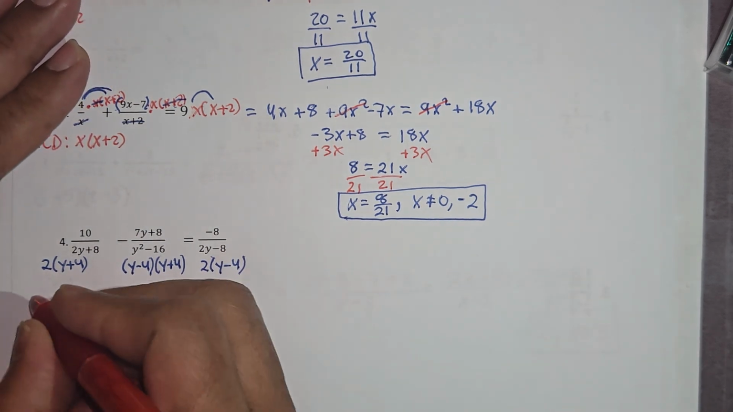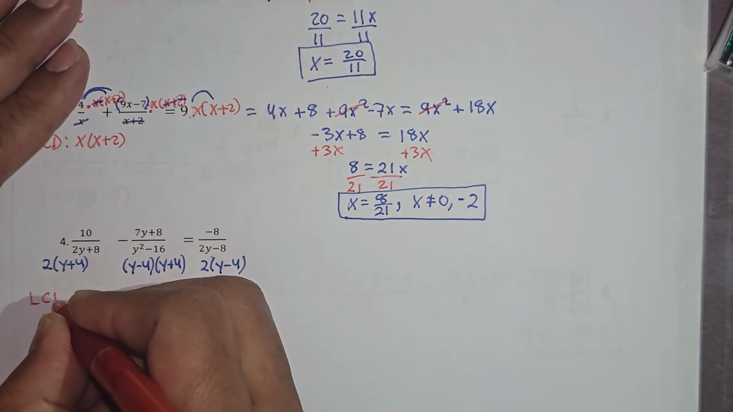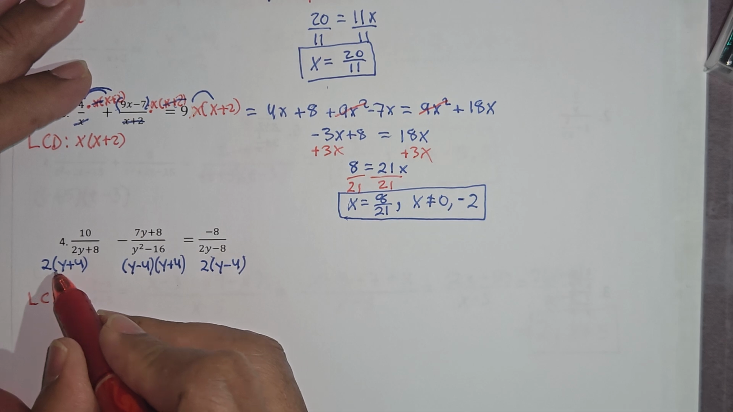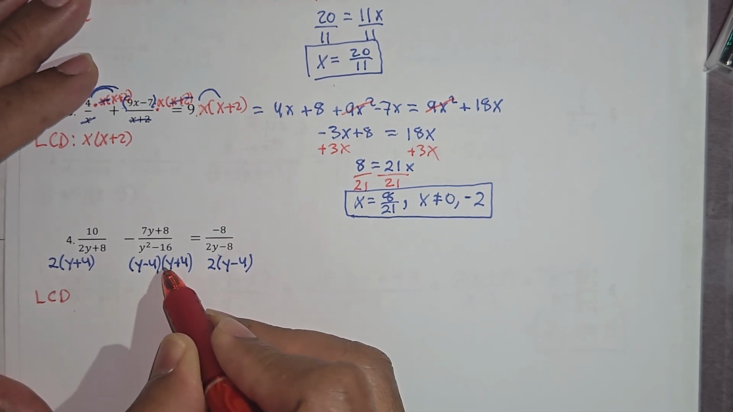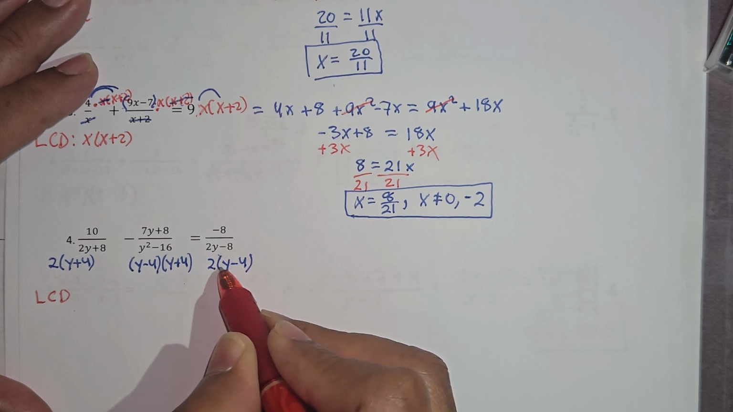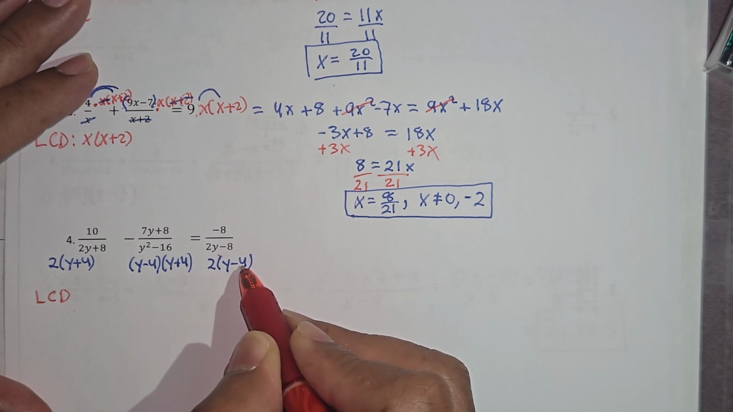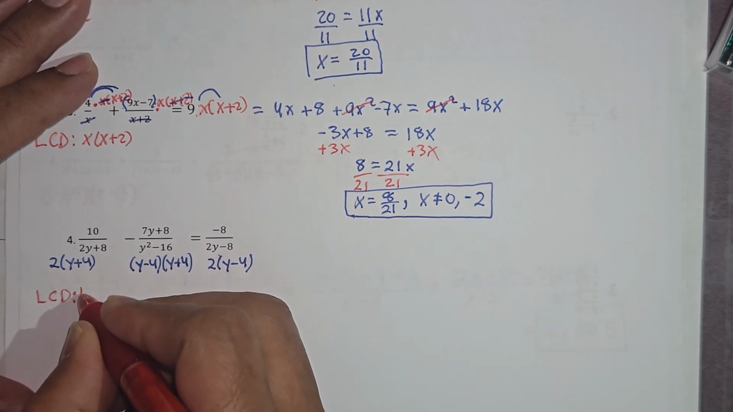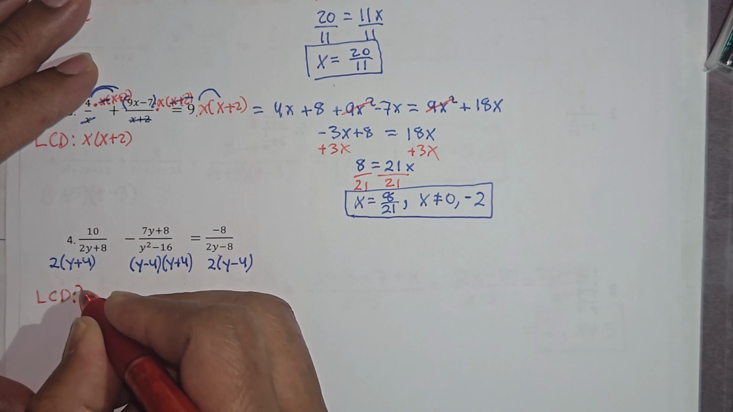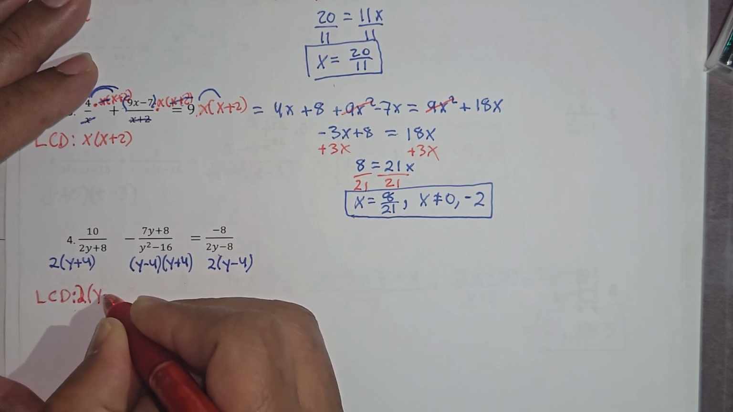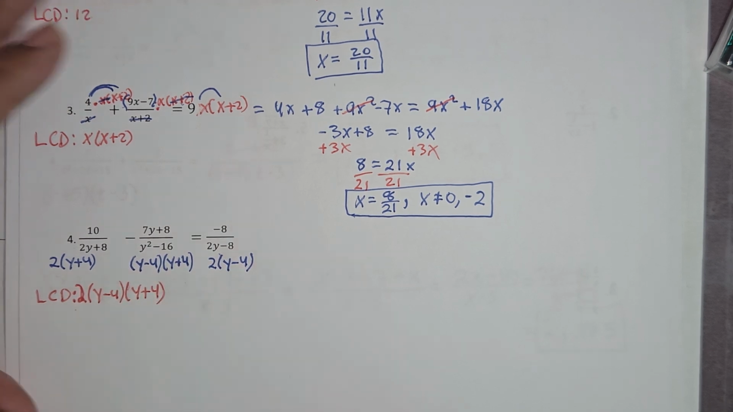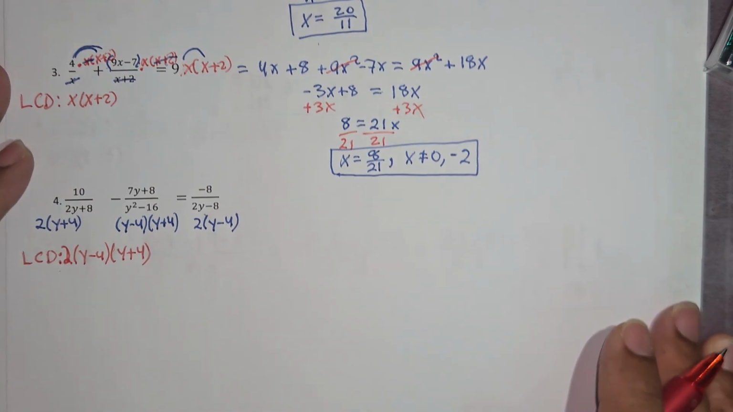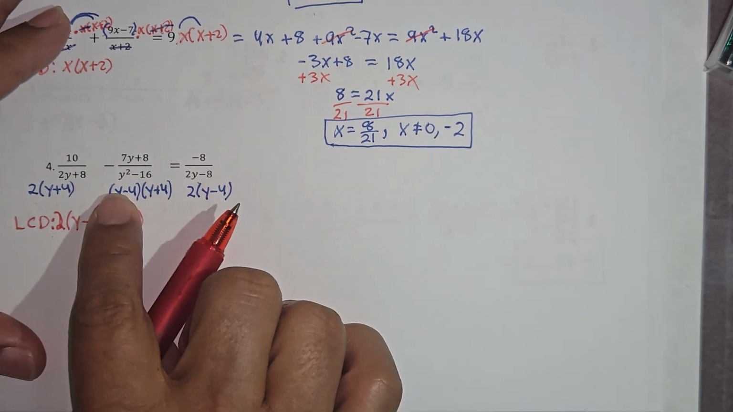Okay, so then the LCD. In this case, this has 2 times y plus 4. This one has 2, y minus 4, y plus 4. And this one has 2 times y minus 4. So then the LCD has to be 2 times y minus 4 times y plus 4. Okay, so then we multiply each one of these terms.